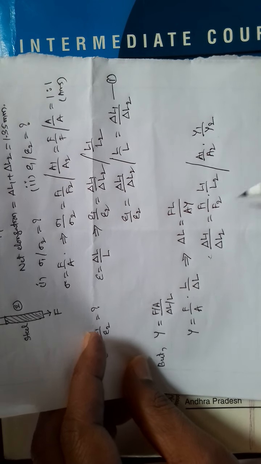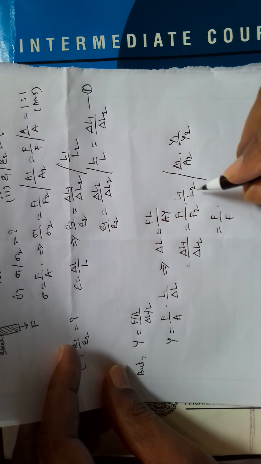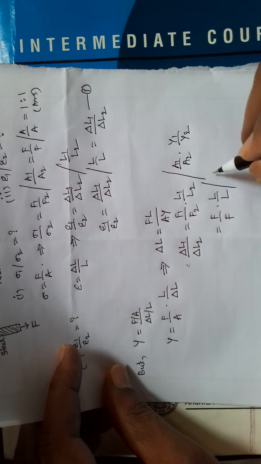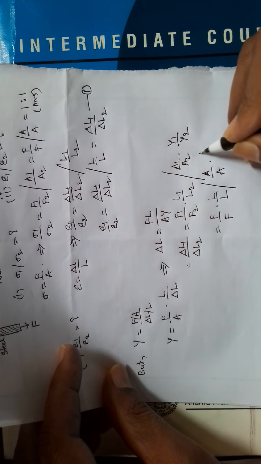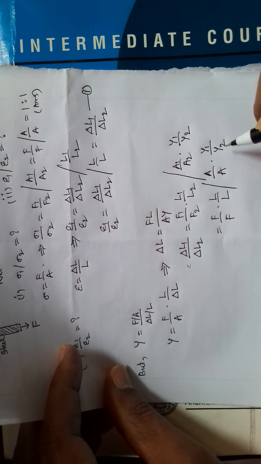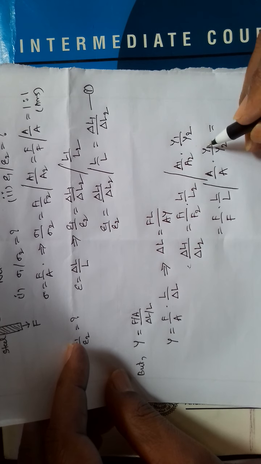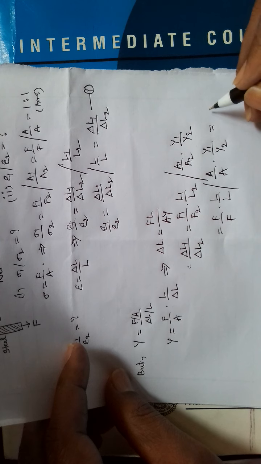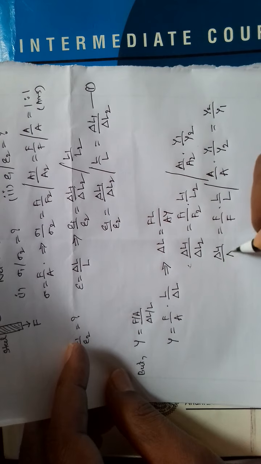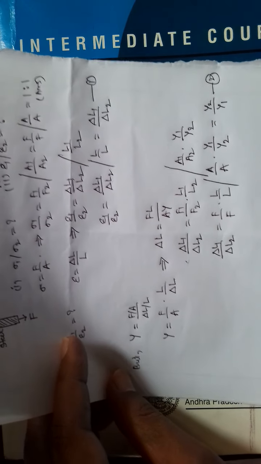Here load is common to both wires. They are having the same lengths. They are having the same cross section, but they are different materials, therefore they have different Young's modulus values. So this is equal to, see, this is in the denominator, so we get the fraction reversed. Now this is the second equation.